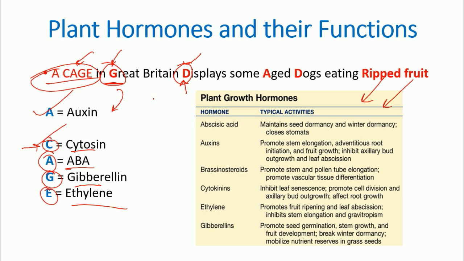So done. Then the third one, A, with abscisic acid. A stands for abscission or aging. That's why you said aged dog. And abscisic acid can cause the plant to undergo the aging process. That's all about abscisic acid.